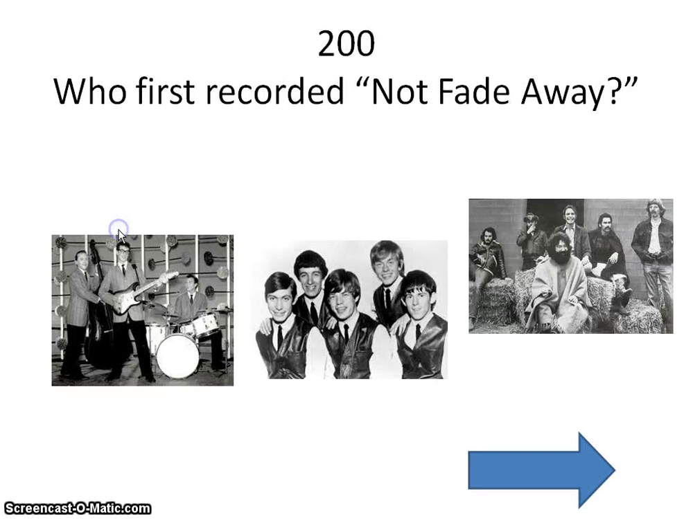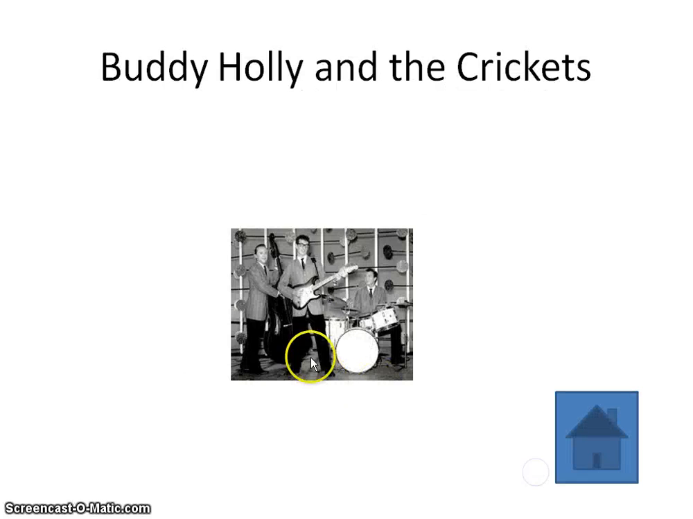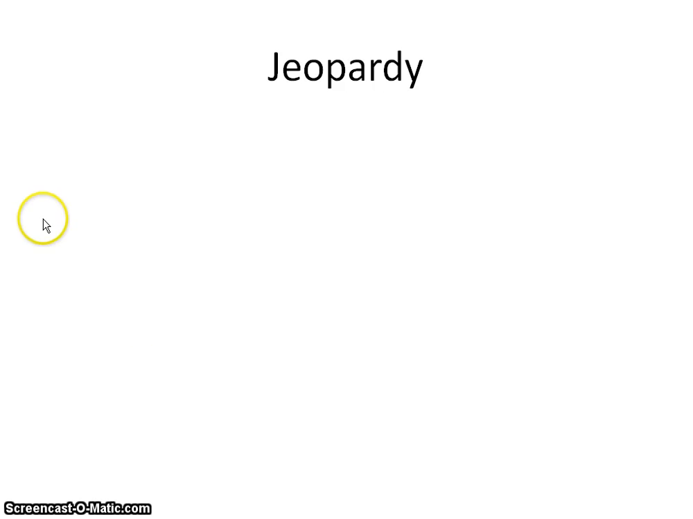Now I'm going to try Jeopardy for 200. Who first recorded Not Fade Away? Was it Buddy Holly and the Crickets, the Rolling Stones, or the Grateful Dead? All these acts had great success with that song. We all know it was Buddy Holly and the Crickets. Click home. Now all the questions are gone. We have finished. So give that a shot too. That's kind of a fun way to work a game show into your review for a test or something like that.